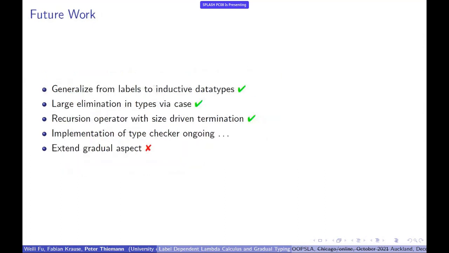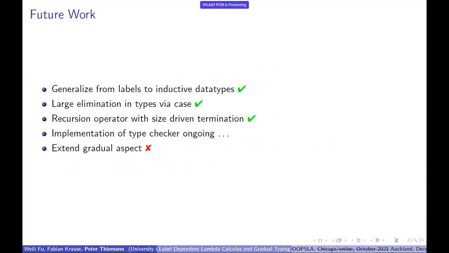So what else? Future work. In case you watched the video last year, this slide is not in the video. One thing that was on my wish list for a long time is generalizing that kind of approach from labels to general inductive types. We are in the process of finishing that.